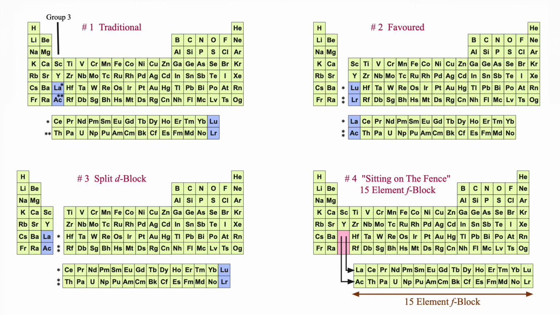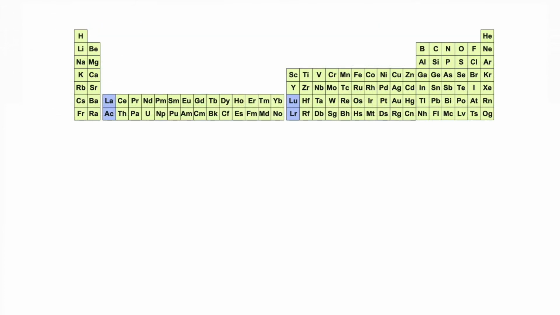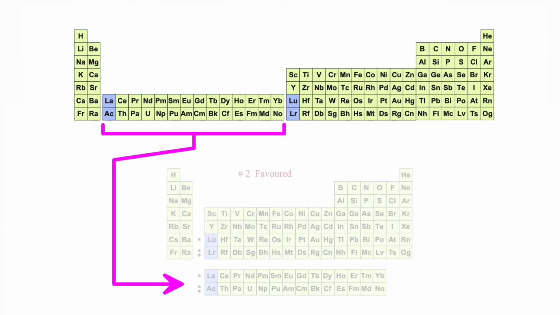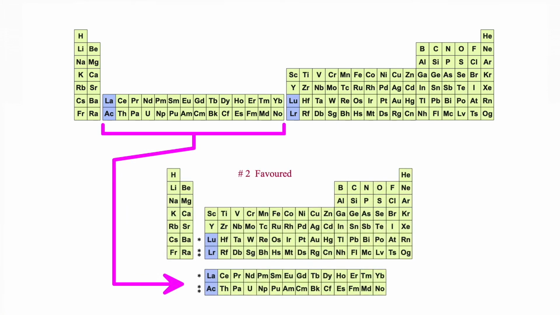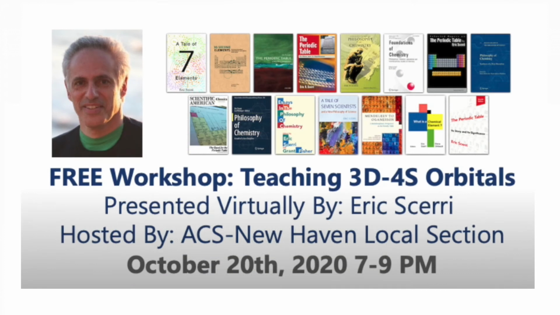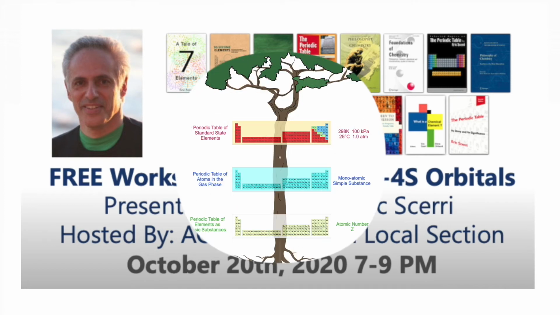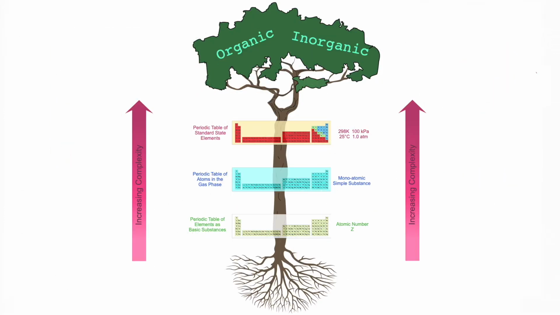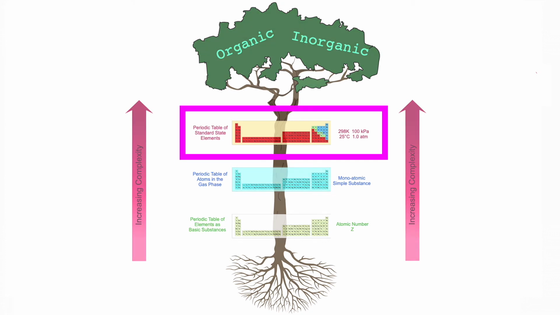But unfortunately, this gives a 15-element f block. We prefer the second formulation, lanthanum to ytterbium, as this can be easily dropped out of the 32-column long-form periodic table. I strongly advise you to have a look at the workshop presented by Professor Scerri, links in the description below. So now we come to the periodic table of elements in their standard state.